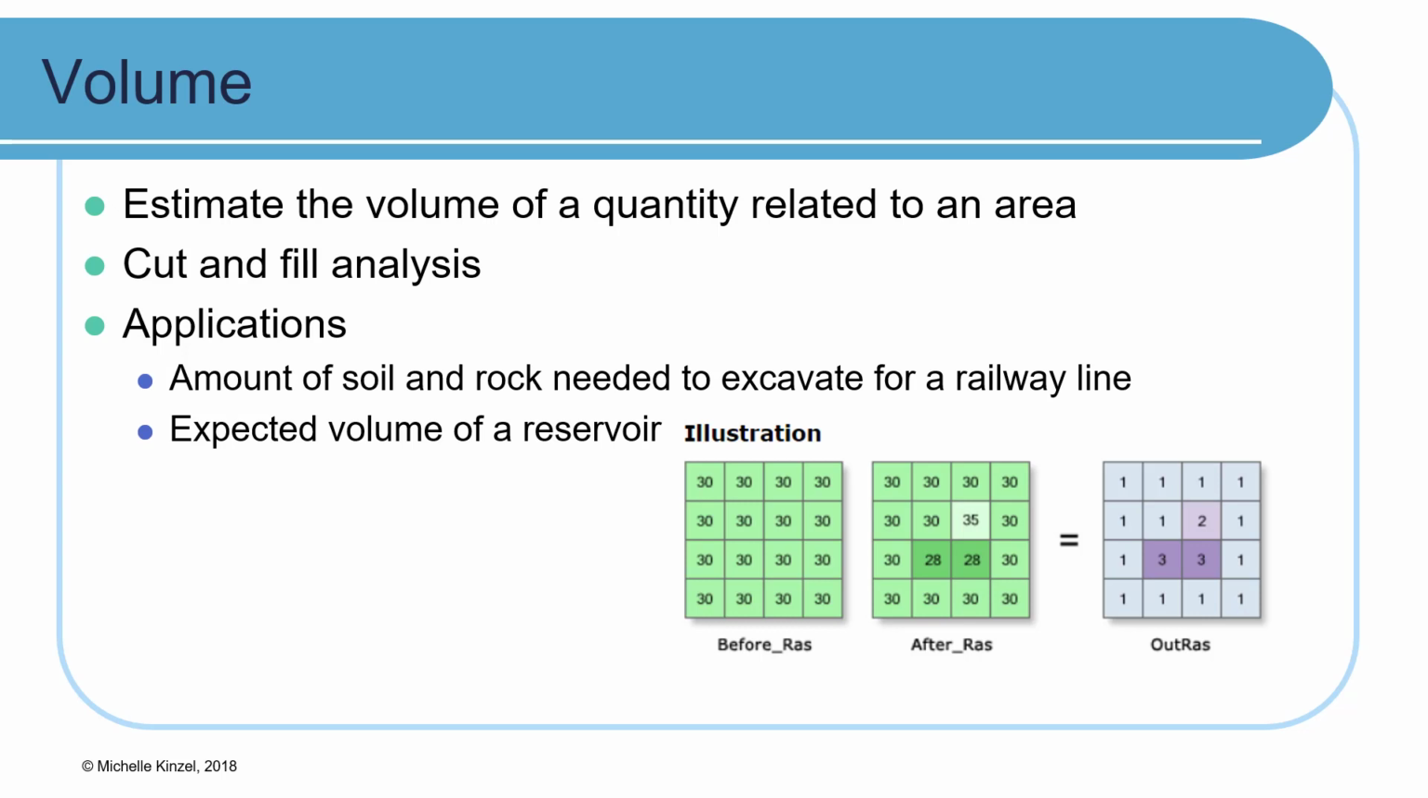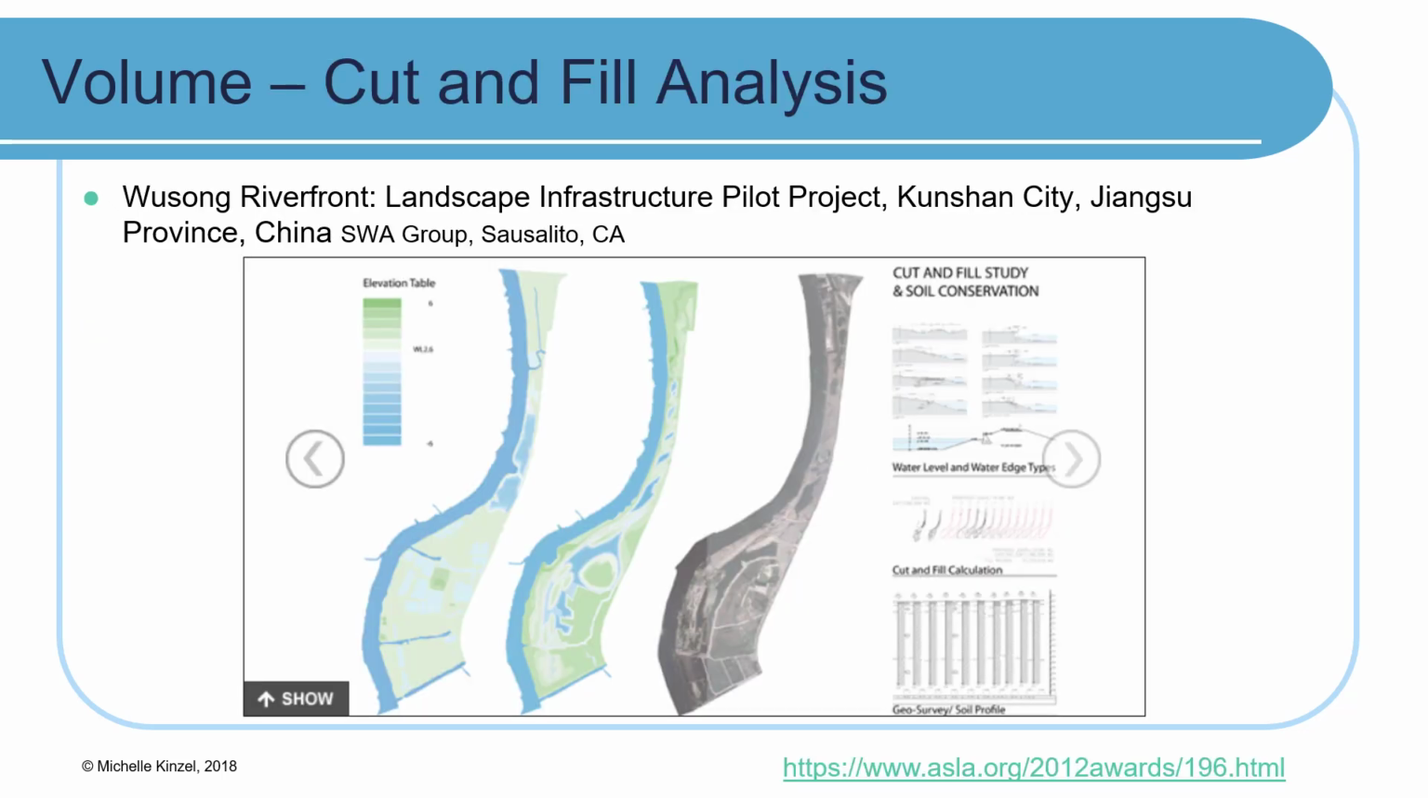So in this illustration, we have a before raster and an after raster, and the difference of those two is our output raster in blues and purples. Here's an example of a project that was done in China, the Wusong Riverfront. It's a cut and fill study and soil conservation study. They're looking at analyzing geologically the removal, or the cut and fill, of the land in order to contribute to soil conservation.